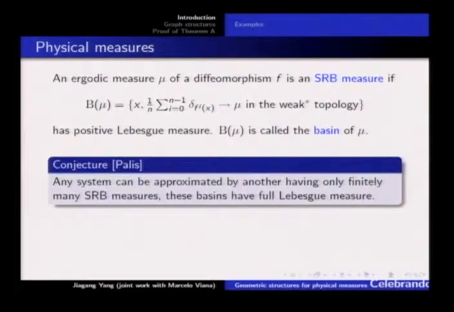And later, Palis gave a conjecture. He asked if it's possible that any system can be approximated by another one having only finitely many SRB measures, and the basins cover a full Lebesgue measure subset. Here the system can be maps or diffeomorphisms.